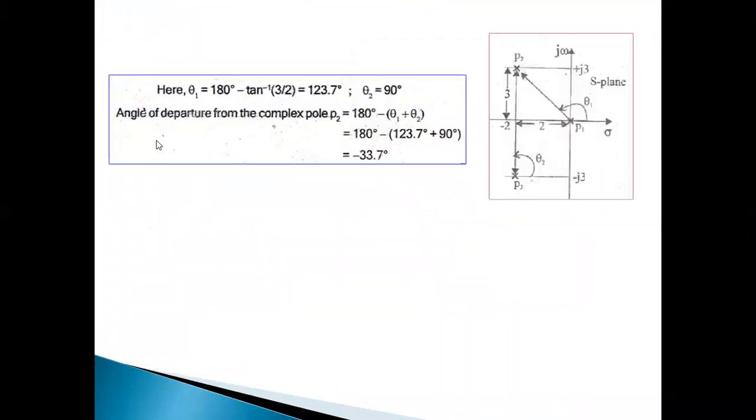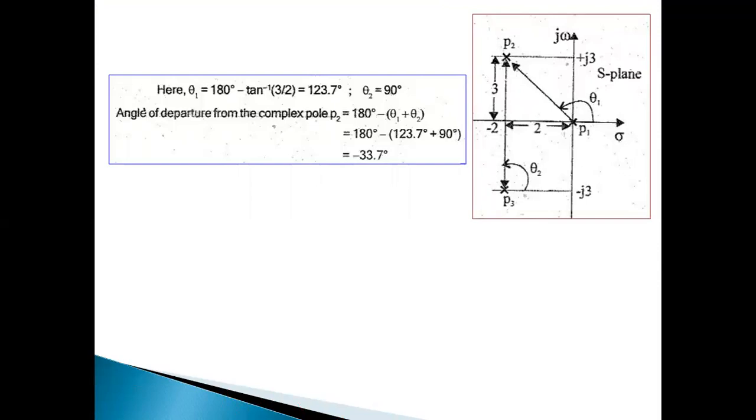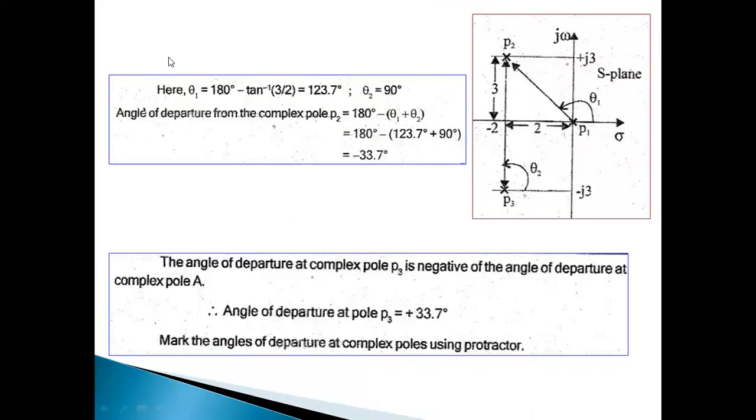So for our problem, if we consider angle of arrivals and angle of departures, two complex poles are there. There are no zeros. Therefore, we have to calculate the angle of departure. At the complex pole the root locus branch starts and finally ends at infinity. So no need to calculate the angle of arrival at infinity, only the angle of departure at this point.